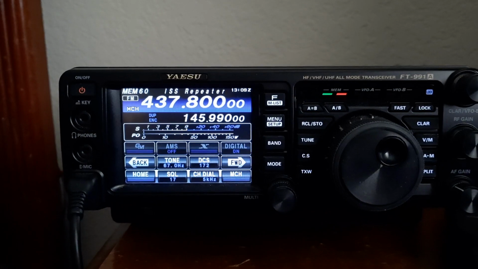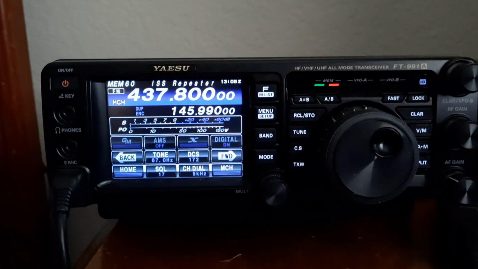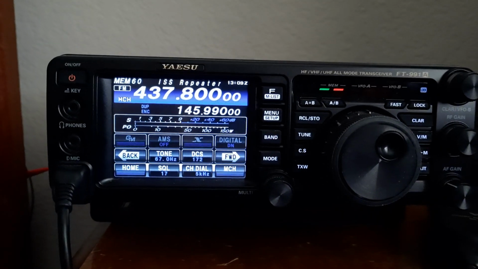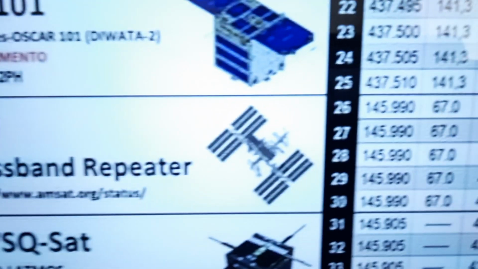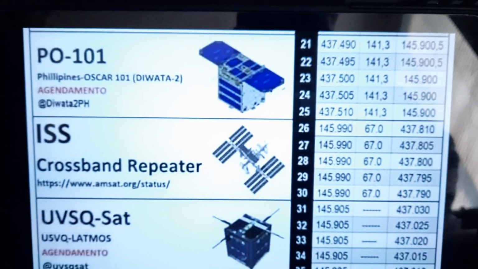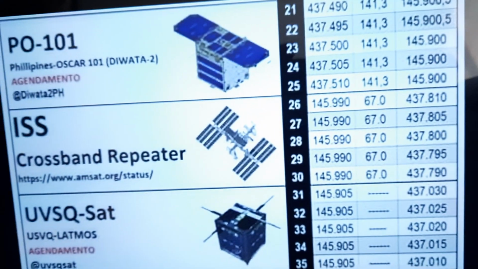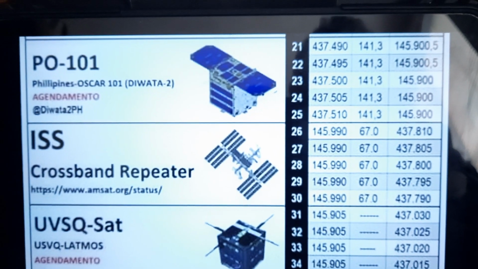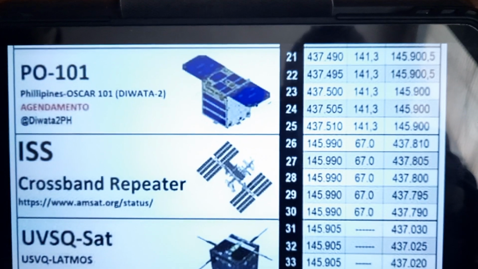Yaesu FT-991A. And of course, there are some issues with the radio for doing this, and I'll try to point these things out. First off, we'll take a look down here on my iPad. I ran across this from another friend who posted it, and it shows the frequencies used for the ISS and also the PO101, which we're going to talk about.